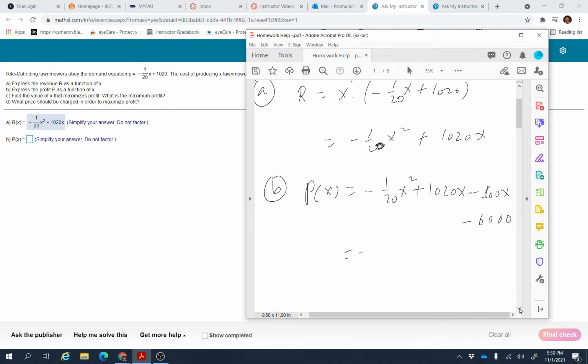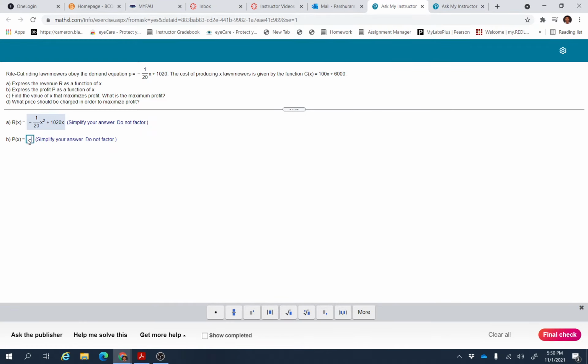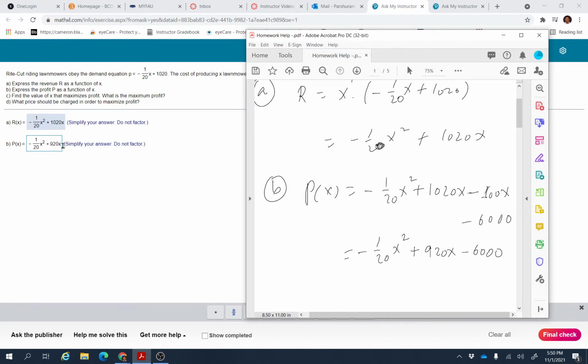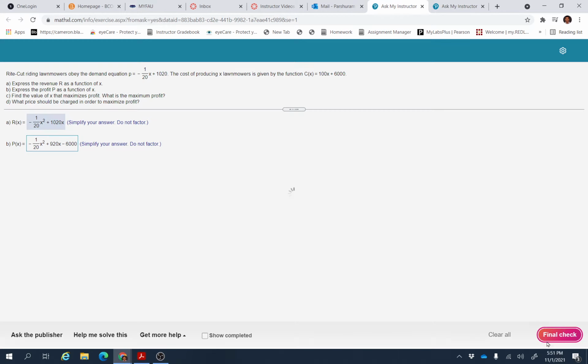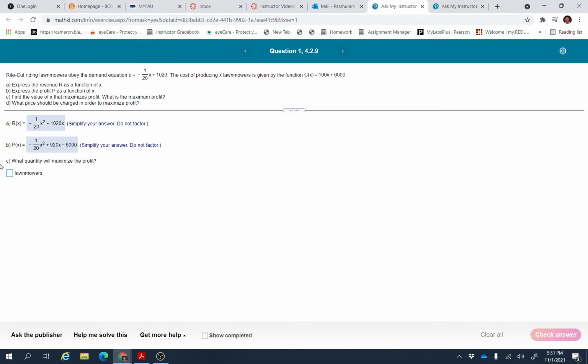If you simplify this, the first term is negative 1 over 20 x squared. 1020 minus 100 is 920x, and then minus 6000. So that is the profit function in terms of x. So just plug that value here: negative 1 over 20 x squared plus 920x, minus 6000. So that's the profit function. Final check. That's right.